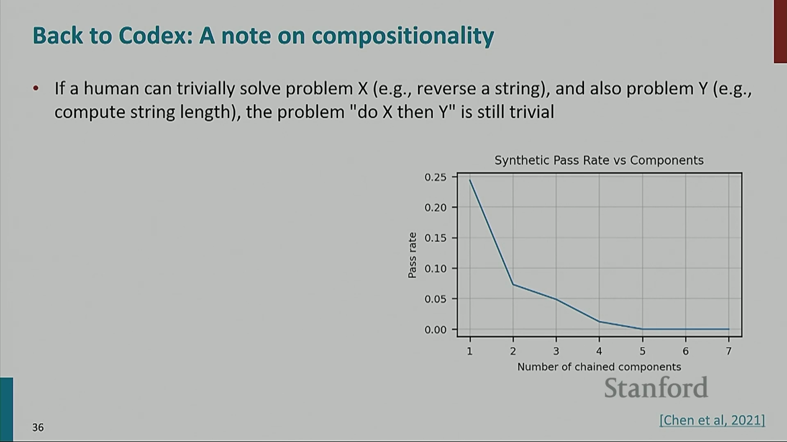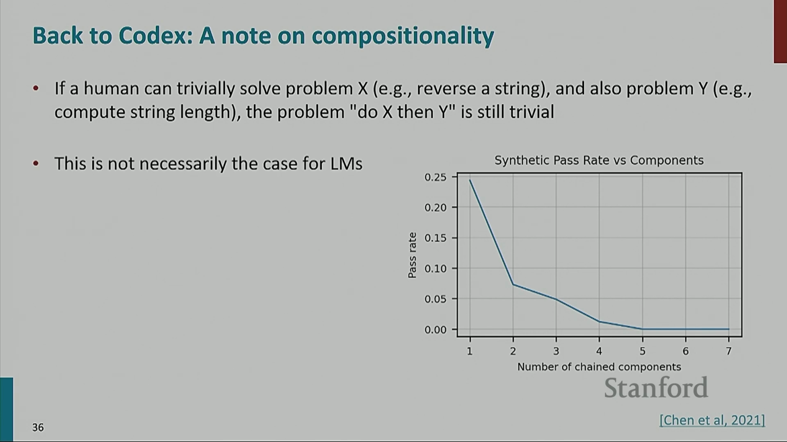And if you ask a person that knows basic Python programming how to solve problem X, and they say it's trivial, like reverse a string, for example. And if you separately ask them, how do you compute the length of a string? And they also think that's trivial. If you give them the problem, can you reverse a string and then take the length? They'll say, okay, of course, like that's a very simple composition of two things that are trivial. But that does not seem to be the case with these code language models.